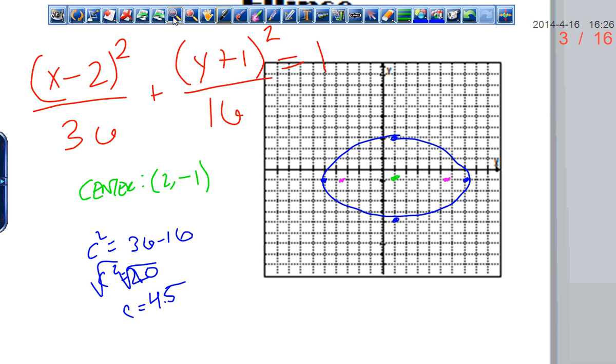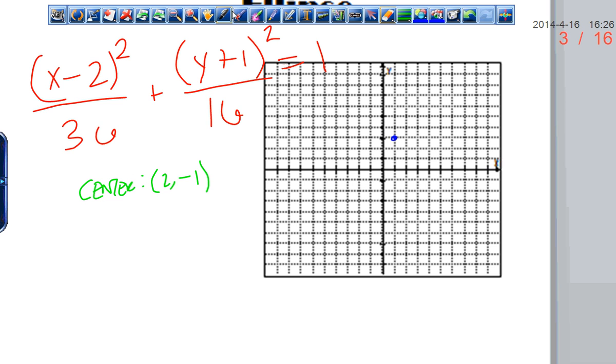Now let's do one that's not centered at the origin. Already kind of gave you the answer. Don't cheat. All right. So my center is at 2, -1 because it's opposite. My a is going to be 6. My b is going to be 4, and I'll figure out what my c is here in a second. So 2, -1 is there. I'm going right 6. 1, 2, 3, 4, 5, 6. Left 6, and up 4, and down 4.